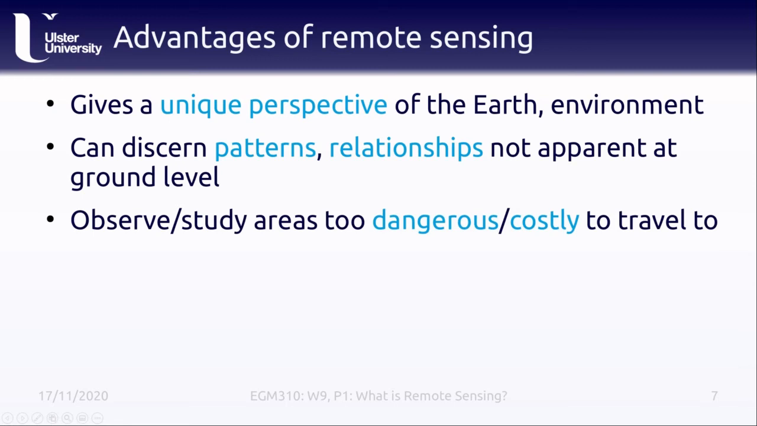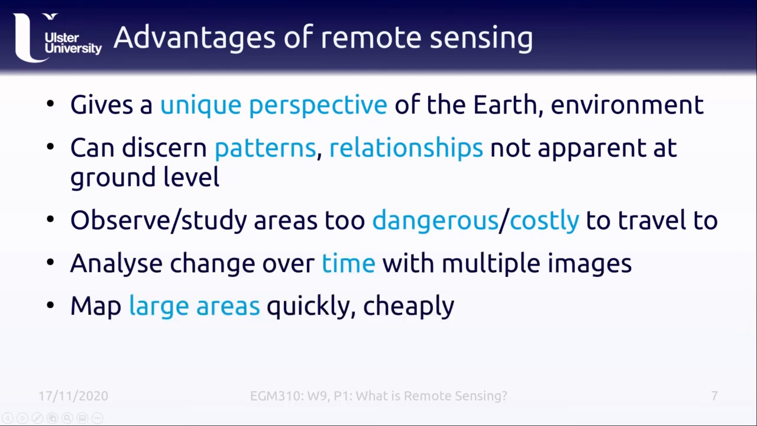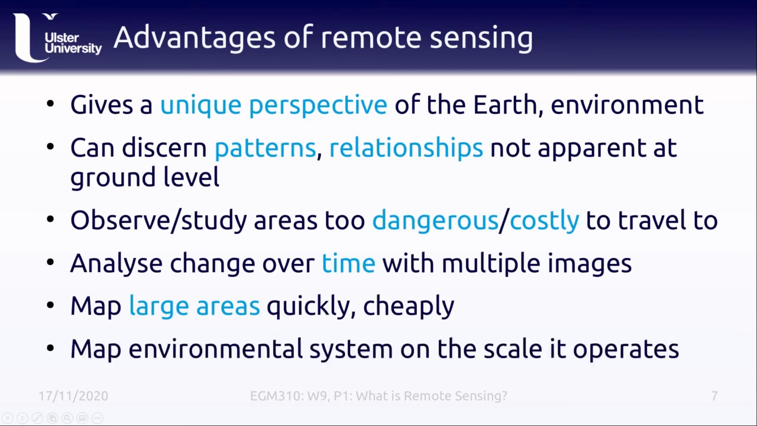For example, we can use remote sensing to study active, erupting volcanoes, study hurricanes and other storms and their impacts, or map wildfires on a global scale. With multiple images, we can analyze changes over time, mapping large areas quickly and cheaply. Finally, remote sensing allows us to map the Earth system on a global scale.